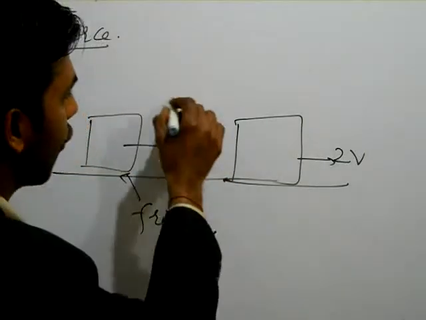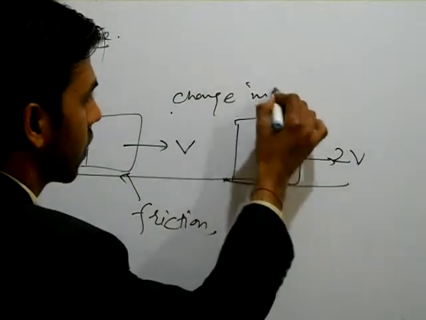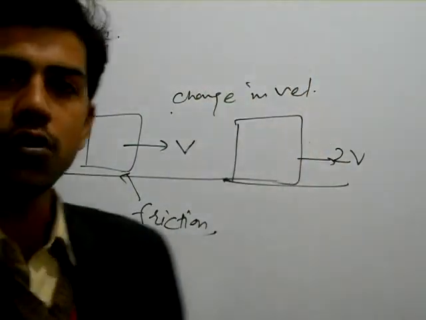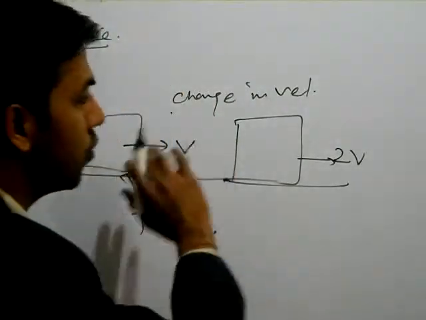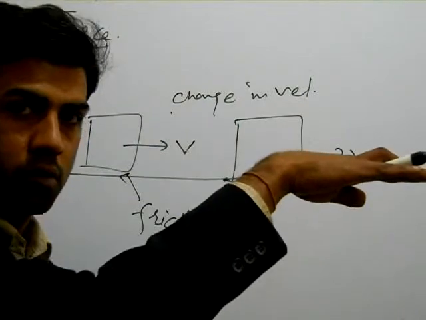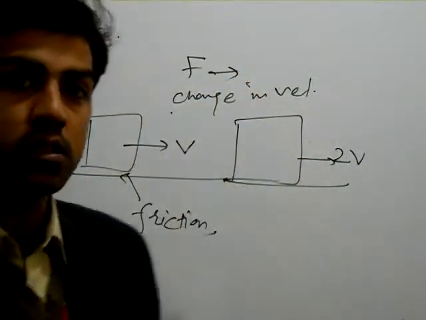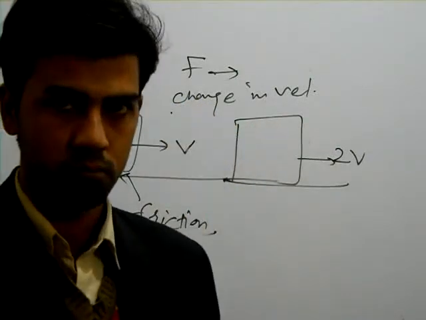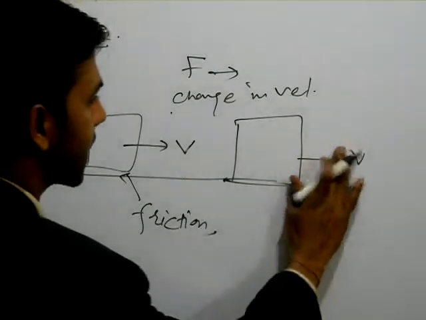So direction of the force is in the direction of change in the velocity. What is the direction of velocity? What is the direction of change in velocity? From v to 2v, so the direction of change in velocity is in this direction. So that's why the direction of force is in this direction. The direction of force will also be this. Okay, let us see another example.